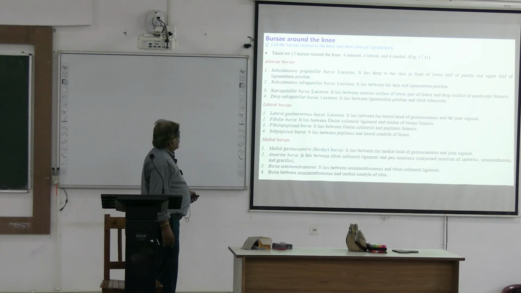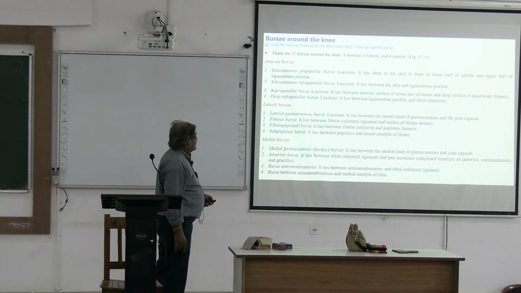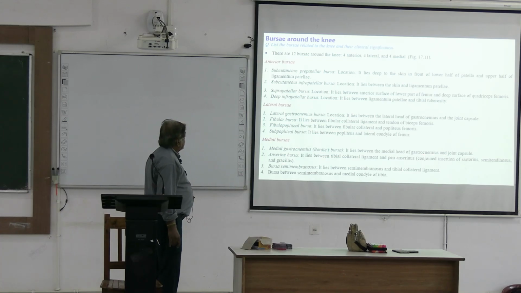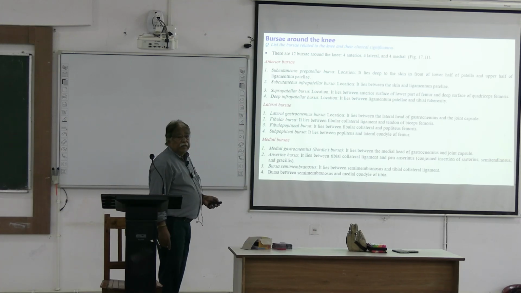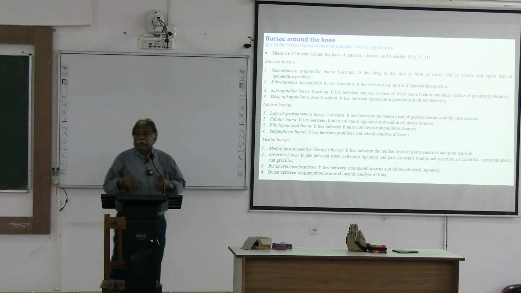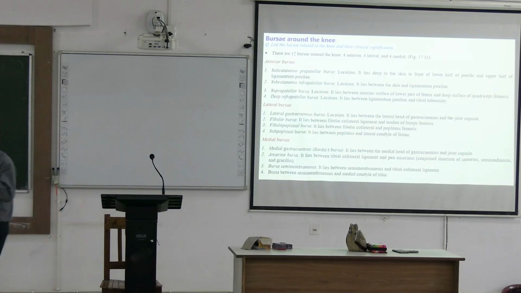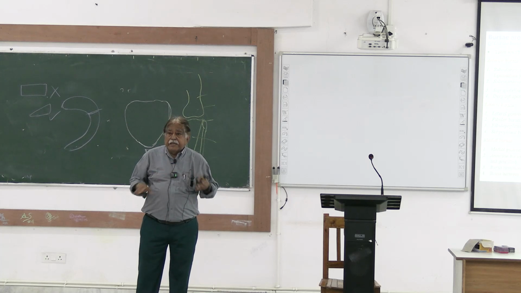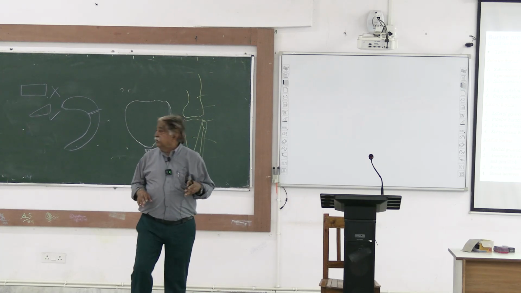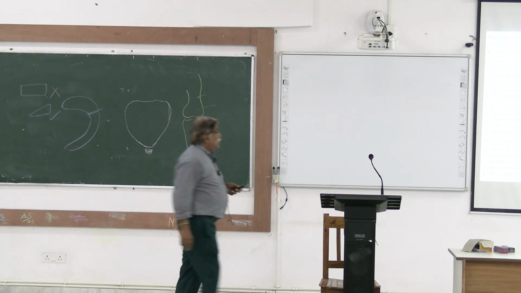Medial bursa: the medial gastrocnemius or Brody's bursa lies between the medial head of the gastrocnemius and the joint capsule. The anserine bursa lies between the tibial collateral ligament and the pes anserinus, the conjoint insertion of sartorius, semitendinosus and gracilis. All the bursae are there because otherwise the structures won't move. It's a pad. It gives the gliding movement of the joint concerned.